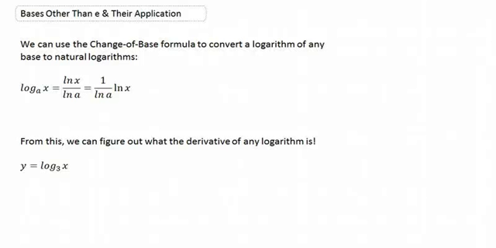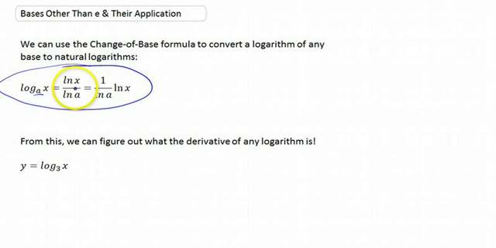So let's say that we have a logarithm that doesn't have base e. It's not a natural log, and we'd like to take the derivative of it. Well, we're going to use this change of base formula to convert the log of any base into a ratio of natural logs. So here we go.